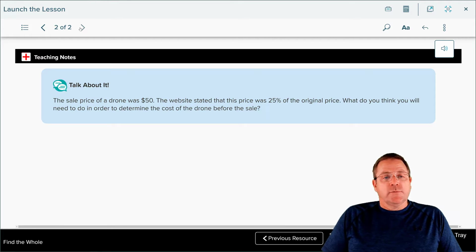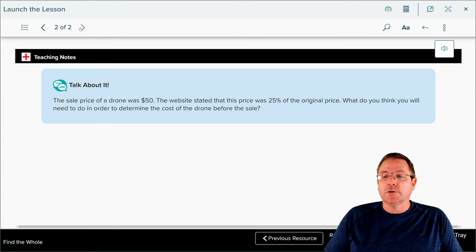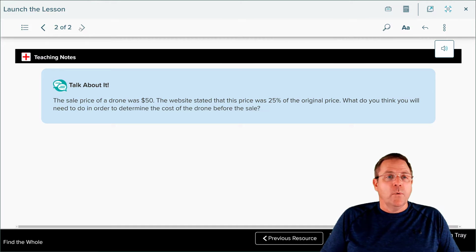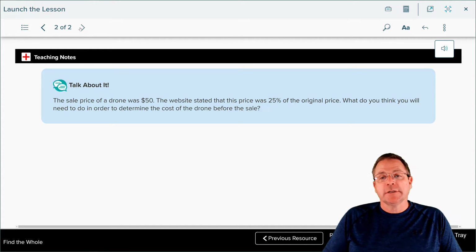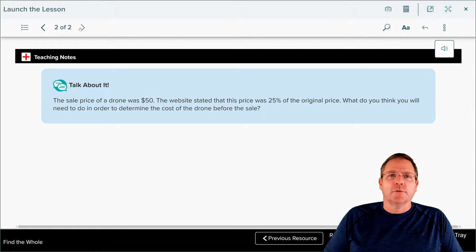The sale price of a drone was $50. The website stated that it was 25% of the original price. What do you think you will need to do in order to determine the cost of the drone before the sale? Now, there's a number of ways to do this. Once you get on up into 7th grade, we're going to learn some great algebraic approaches, but somehow I don't think that's what our textbook wants us to do for you 6th graders.